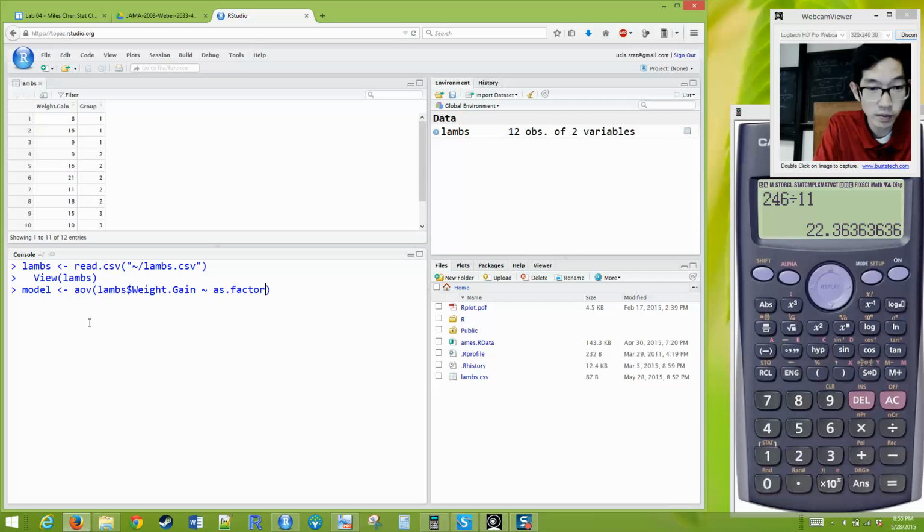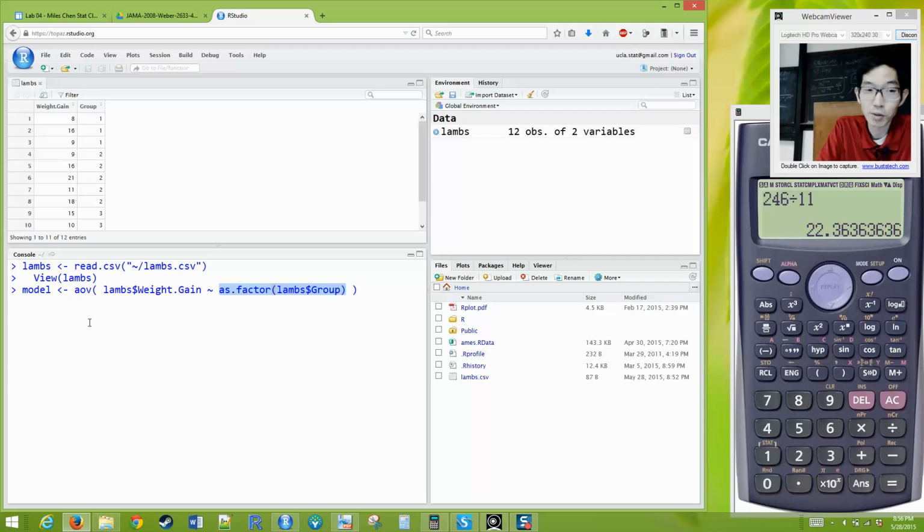Let's take a look at this. All we're doing is telling R to run this command, aov for analysis of variance, and take weight gain. This tilde says explain weight gain by the thing over here, and the thing we're going to use to explain that will be the group, lambs$group. You guys are okay with this $ notation, right? Okay, and then that's it.